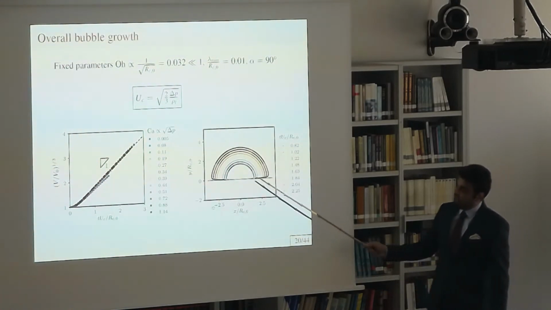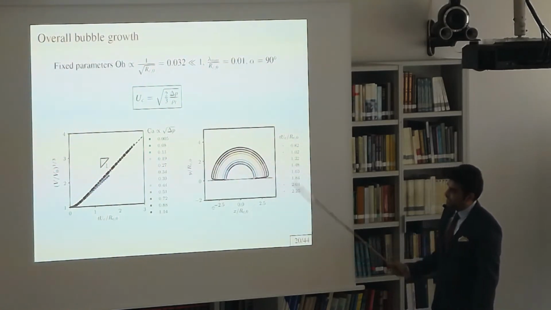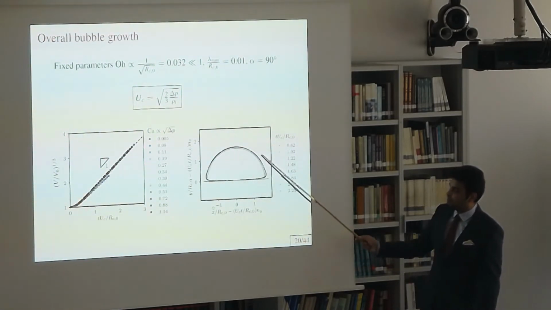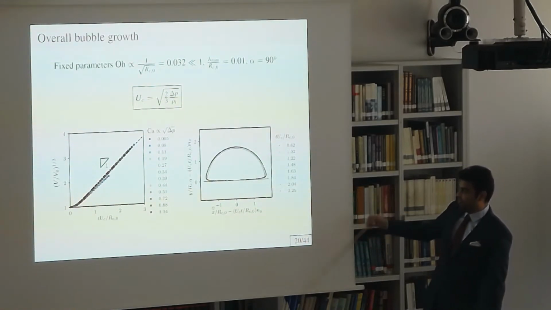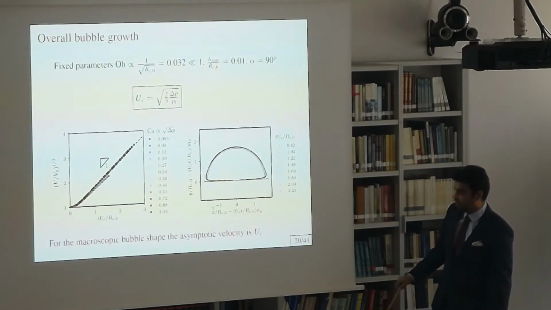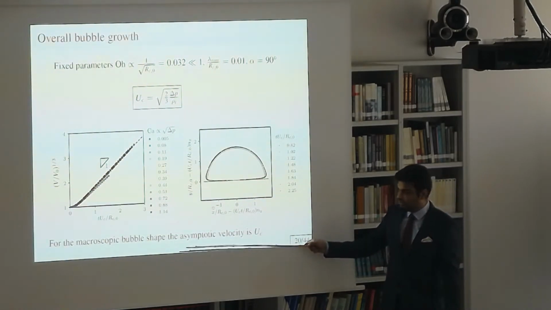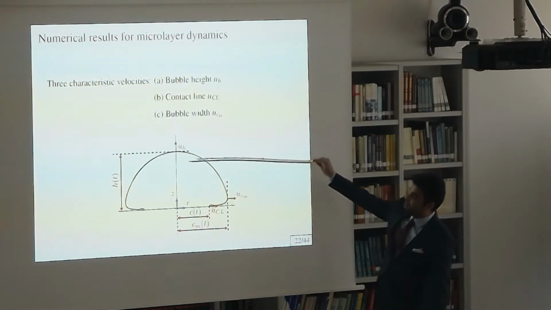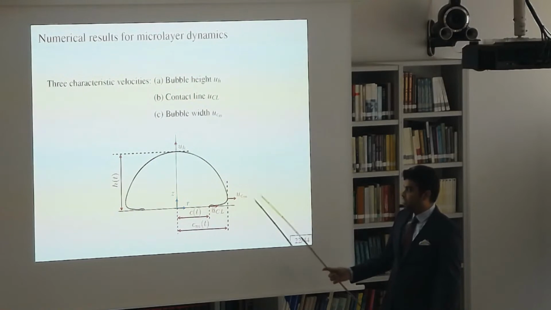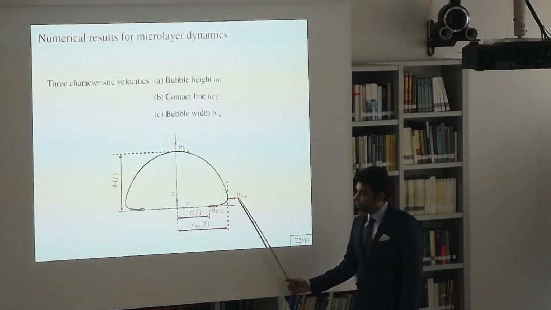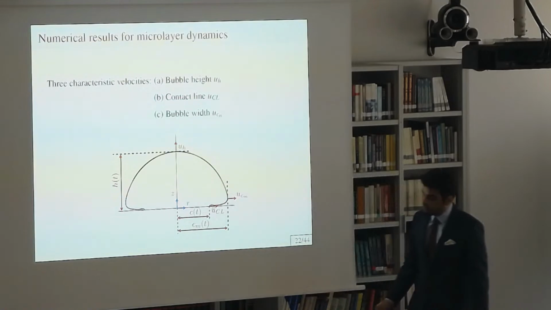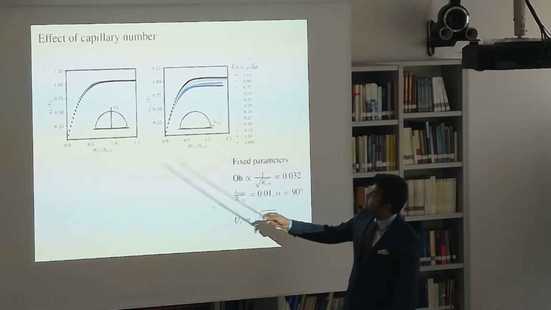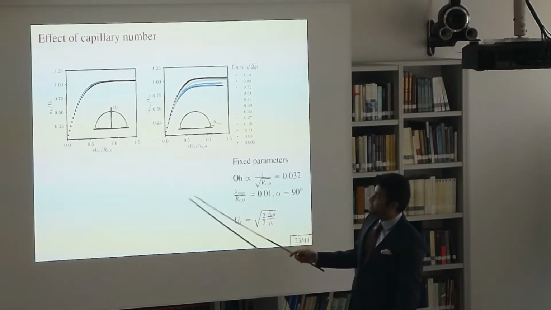And thus, if we have the bubble shape at different times, we can rescale these bubble shapes to get a self-similar shape, and we see that at large scale, the bubble shape grows with the asymptotic velocity, which is UC. One is the velocity of the height of the bubble. The second is the velocity of the width of the bubble, and the third one is the contact line velocity. We start by looking at the evolution of these velocities as a function of different capillary numbers.